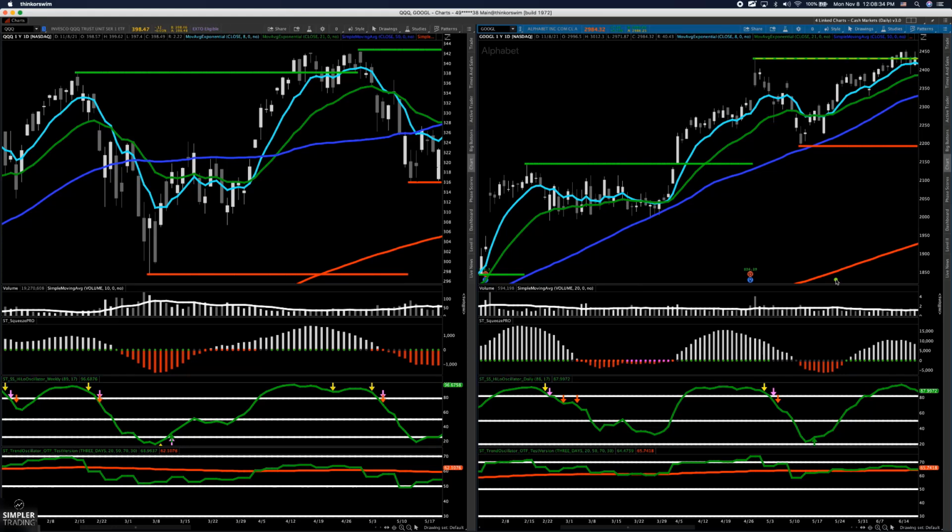So I do want to show you this example here from back in March, and it's just the one that came to mind because I remember John saw this setup, he called it out in the room, he added, it went lower, he added more, it went lower, he added more, and by the time it was all said and done, he had like a 20% allocation to this position. So you'll notice here I have Google on the right, which was where he was trading, and then I have the QQQ on the left.